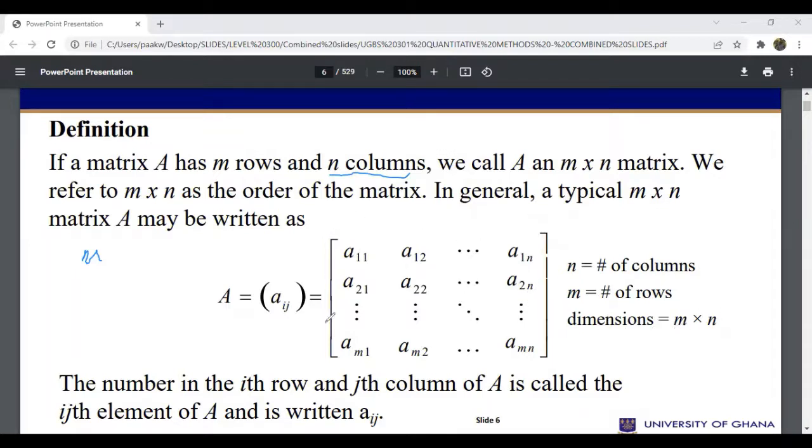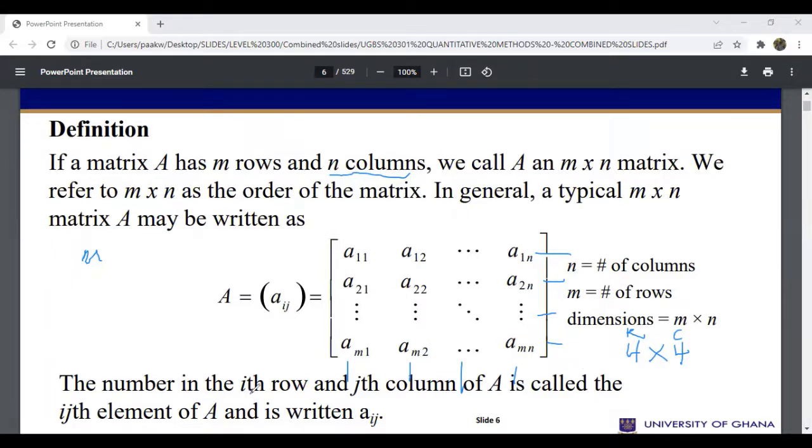So when we count these, we have 1, 2, 3, 4. We have 4 rows, right? When you count the columns, we have 1, 2, 3, 4. So the columns are also 4. So when you want to give a dimension for this matrix A here, you are going to get a 4 by 4 matrix. The first one must be the number of rows, and the second one must be the number of columns. When you count this particular matrix, the number of rows is 4 and the number of columns is 4.